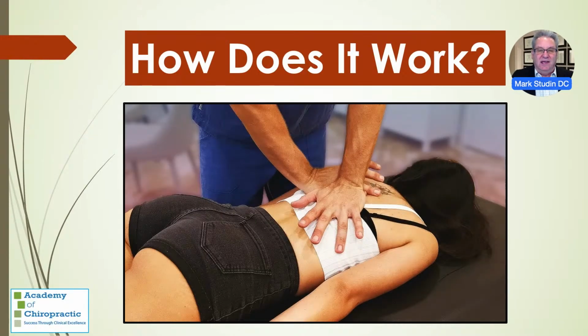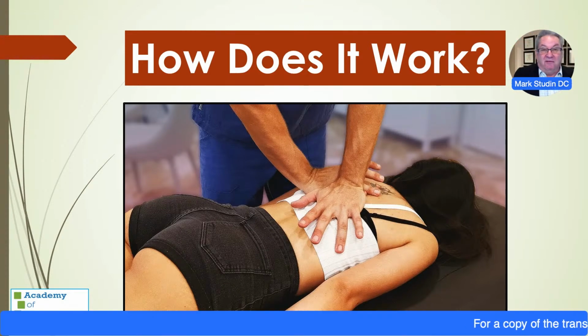We really need to get into the how. How does it work? We all know we adjust the spine. Are we turning life on? Are we breaking up pain? Are we getting muscle spasms to relax? Are we doing anything neurologically? Is there bone on nerve? All of these things need to be answered.